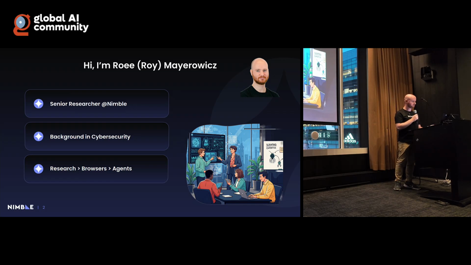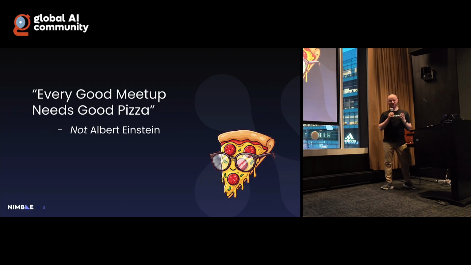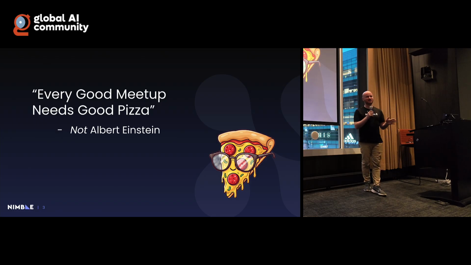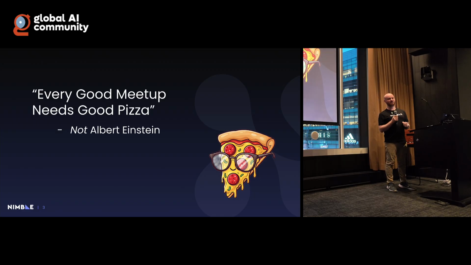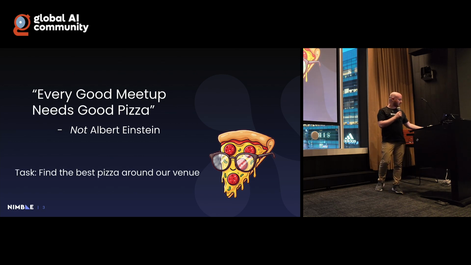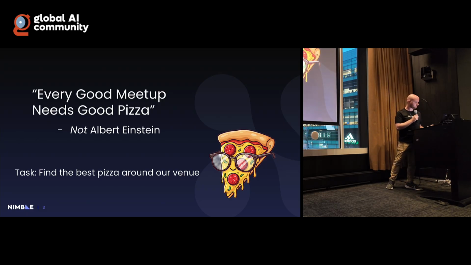So let's dive in. Einstein never said that every good meetup needs good pizza. But every meetup has to have good pizza so people will come. And if you think even deeper, finding the best pizza could be a complex data problem. It involves reviews, locations, and constantly changing information. This simple quest of finding the best pizza slice is going to guide us through the different ways of getting real data from the web.